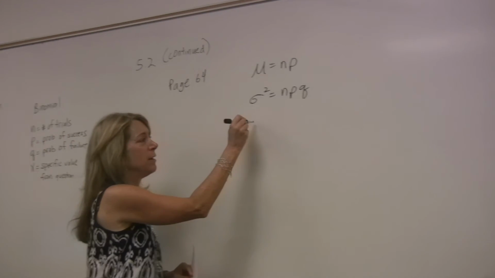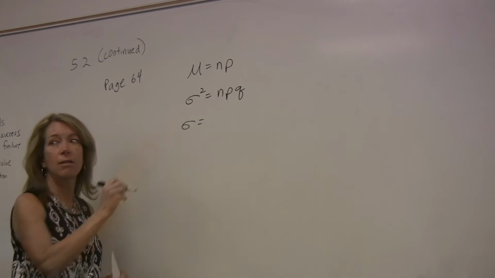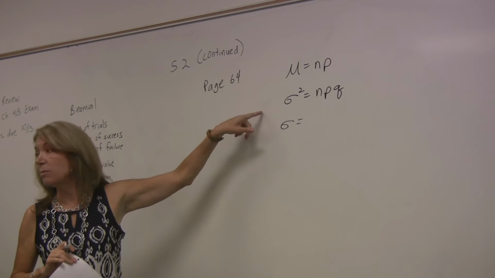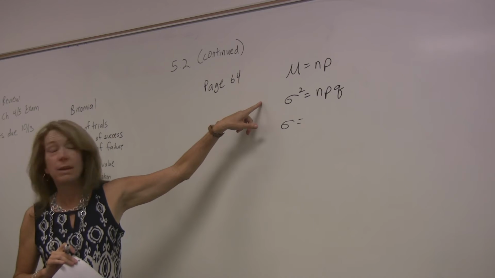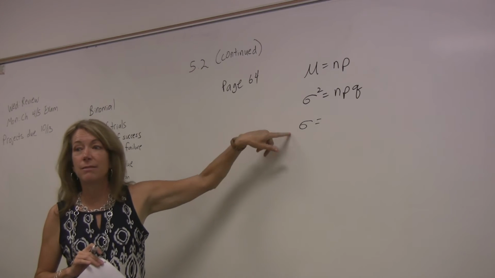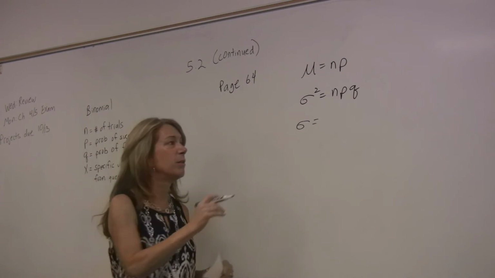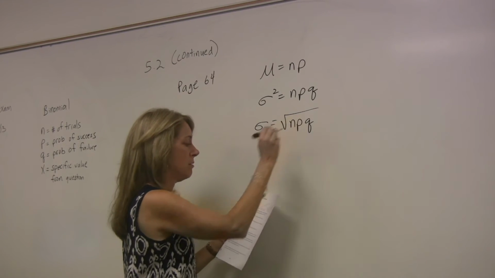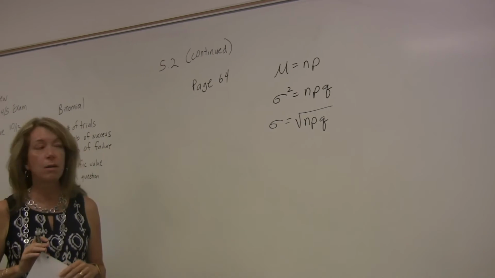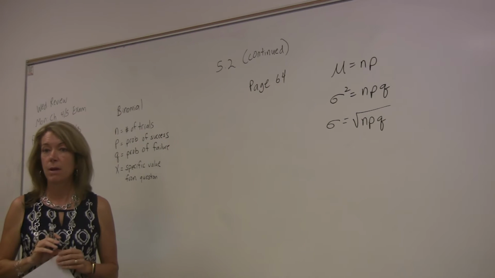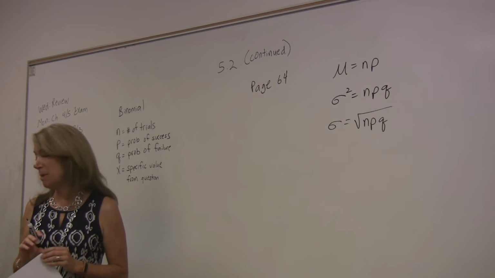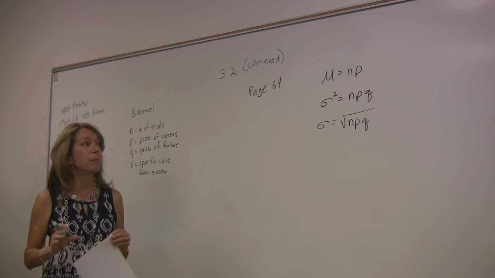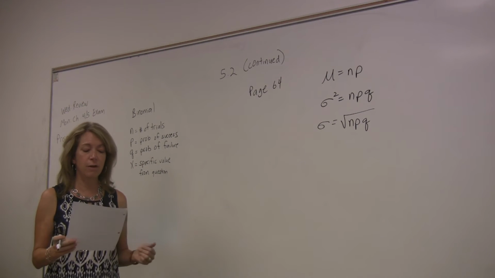And then how did we find the standard deviation from the variance? You remember from way back when? How are sigma squared and sigma related? Square root. That's just the square root of it, which is where that formula is on there for you: the square root of n times p times q. All we have to know is n and p, and we can find q, and then we can find the mean, standard deviation, and so forth.